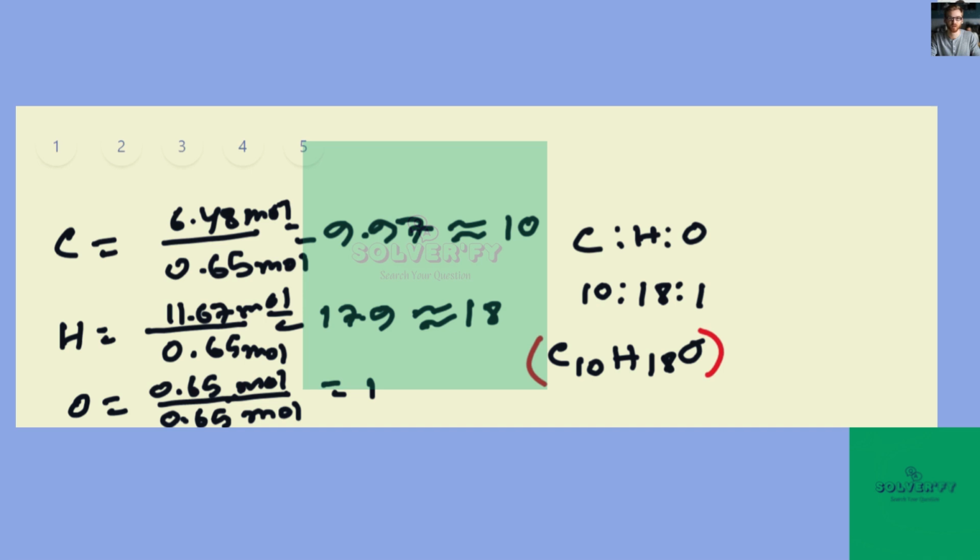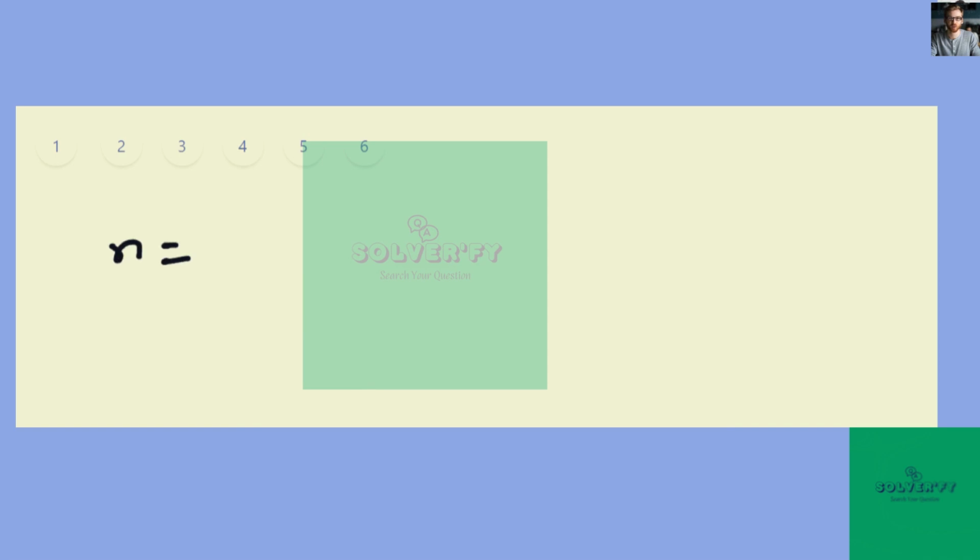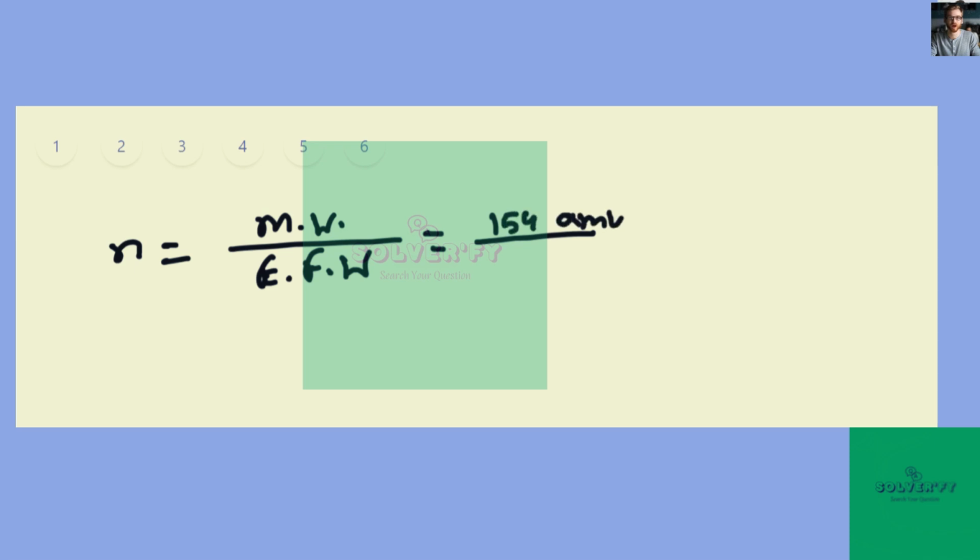So you have to find the value of n, and the value of n is equal to molecular weight over the empirical formula weight. The molecular weight of this substance is given as 154 AMU, since a mass spectrum of this substance shows a peak at about 154 AMU. So we can consider that the molecular weight of this substance is 154 AMU.